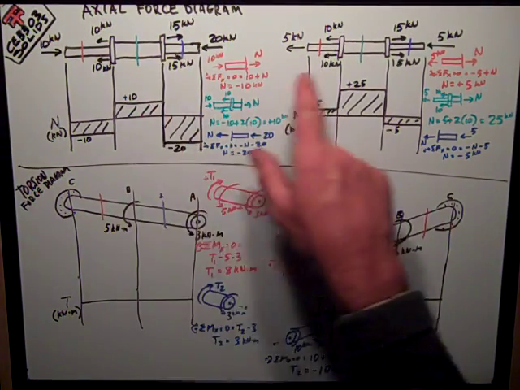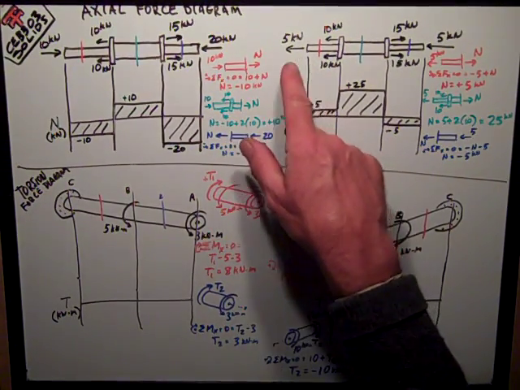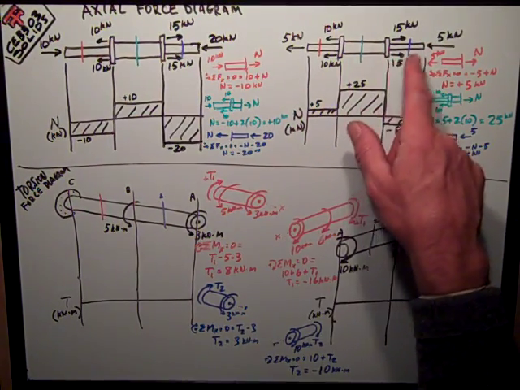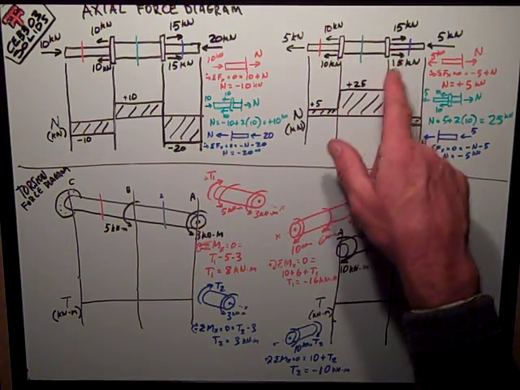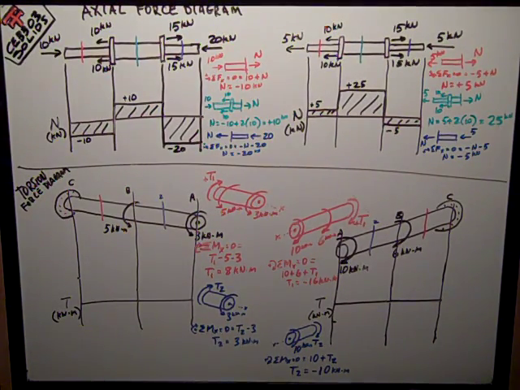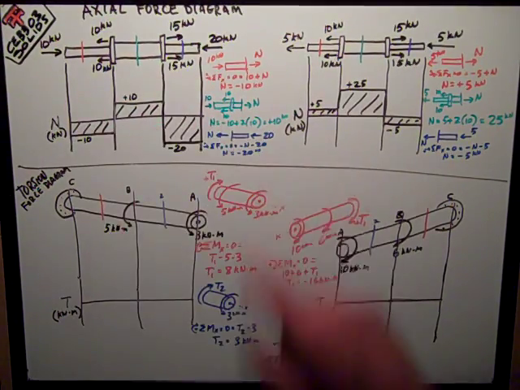So over here I have another example where I have 5 kilonewtons on the end, plus 10 to the left, minus 15 times 2 to the right, 5 kilonewtons back to the left. If you sum all those up, you'll see that both bars are in equilibrium.